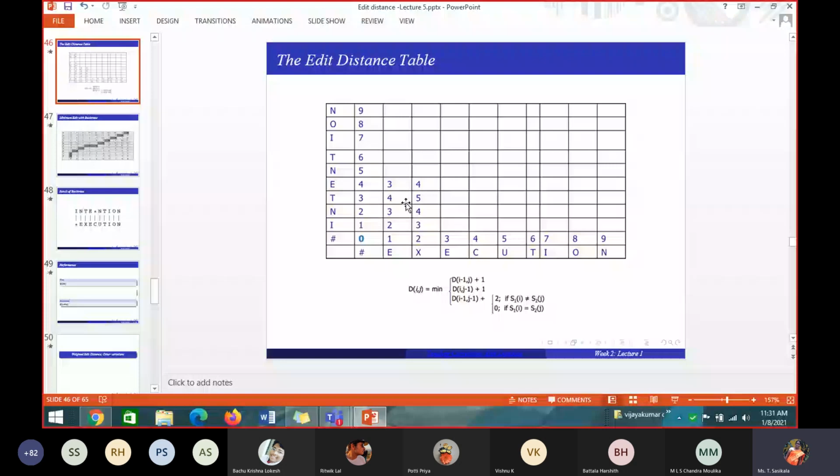Come here, E and E. What is left side? 4. So 4 plus 1? 5. Down, what is the value you are getting? 4, plus 1, 5. Good. So diagonal is 3. Whether both the letters are the same? Same, so plus 0. What is the total? 5, 5 and 3. So what is the minimum? 3. Yes or no?